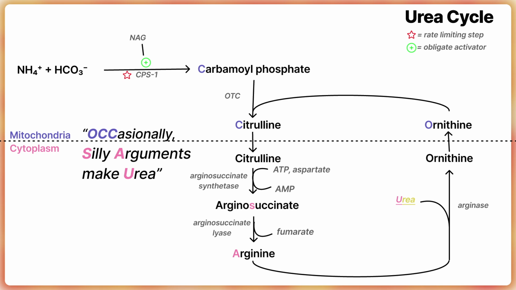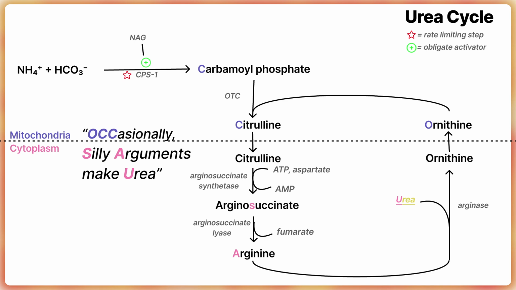The word occasionally represents the steps that occur in the mitochondria, while the words after it, silly arguments make urea, represent the steps that take place in the cytoplasm. To make it even easier to visualize, I've color-coded the locations. Purple for the mitochondrial steps and pink for the cytoplasmic steps. This way, you can easily remember both the sequence of events as well as where they happen.